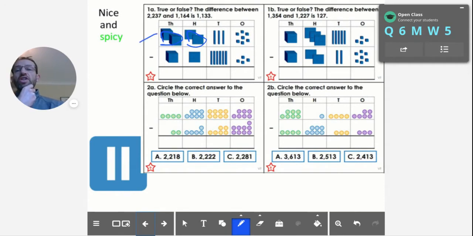So this number at the top is going to be 2,237. And you're taking away this number here, which is going to be, I can see one cube there, one big cube, which is 1,100. Now I've got to count the tens. I've got 1, 2, 3, 4, 5, 6 tens. So that's going to be 60 and 4 ones. Do the subtraction, see if it's true or false.